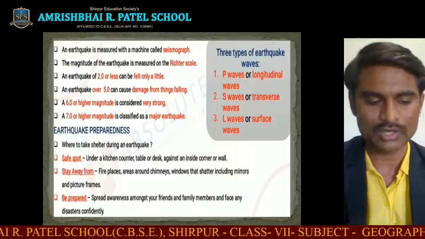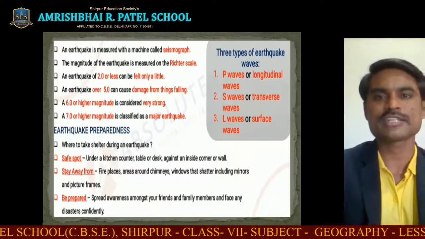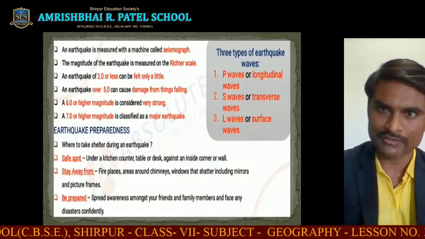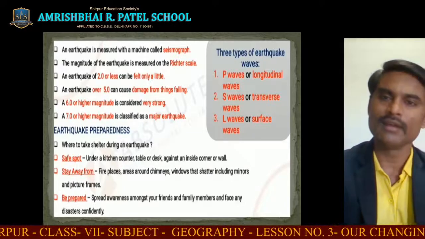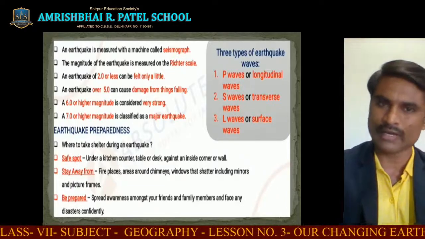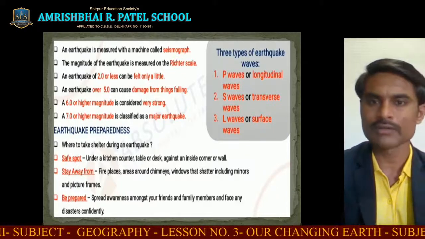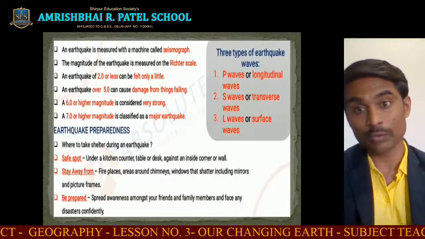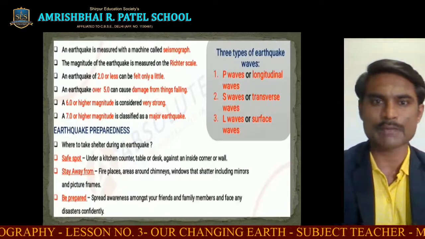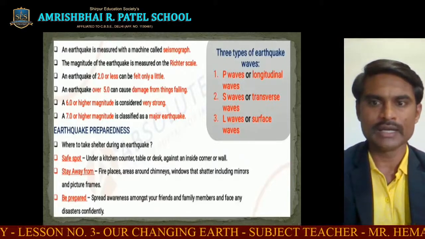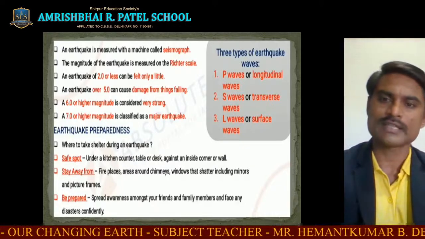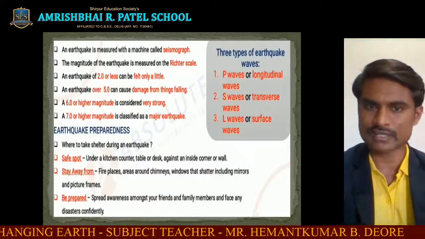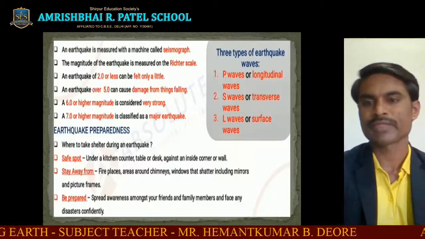And let us study about how it is measured. An earthquake is measured with a machine called a seismograph. The magnitude of the earthquake is measured on the Richter scale. An earthquake of 2.0 or less can be felt only very little. An earthquake over 5.0 can cause damage from things falling. A 6.0 or higher magnitude is considered very strong. A 7.0 or higher magnitude is classified as a major earthquake.